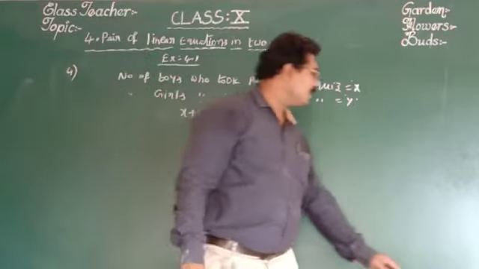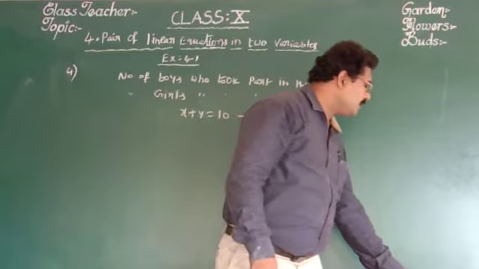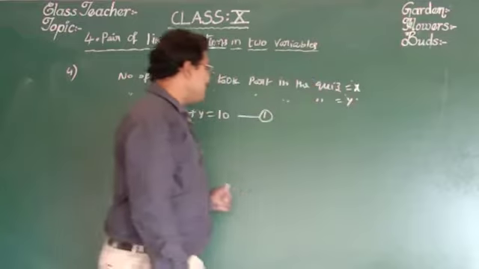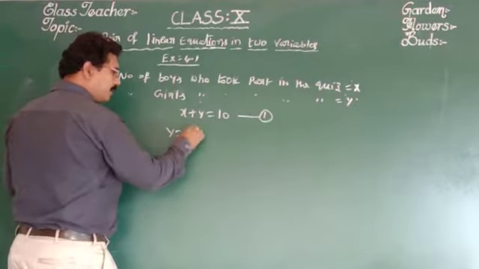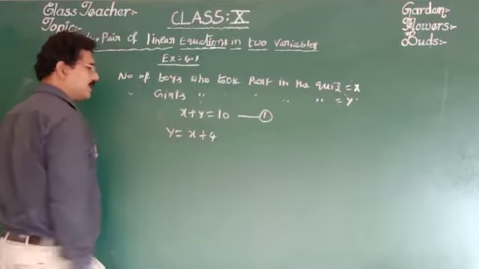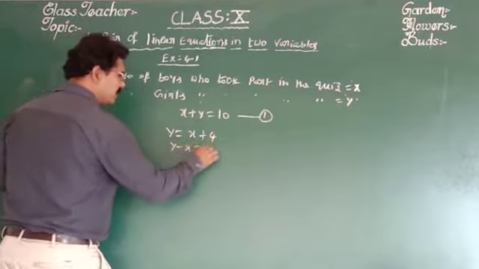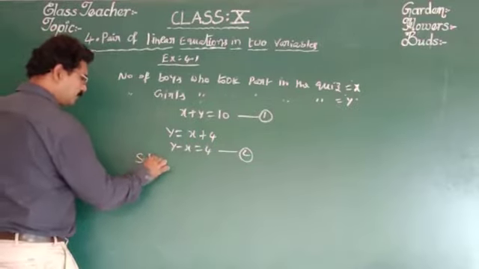Next, what is the hint given? The number of girls is 4 more than the number of boys. The number of girls means y is equal to 4 more than the number of boys, and the number of boys is x. That is y equals x plus 4, or y minus x is equal to 4. Call it equation 2.